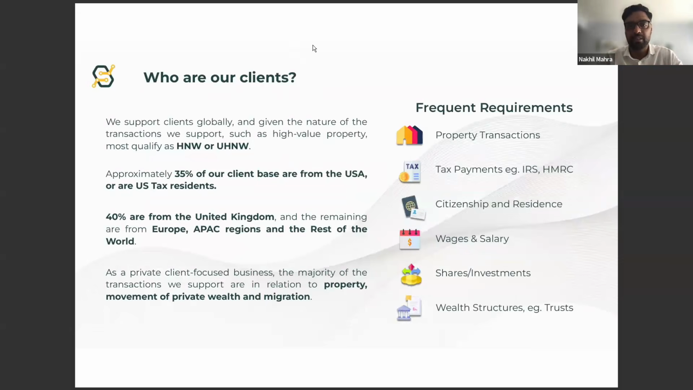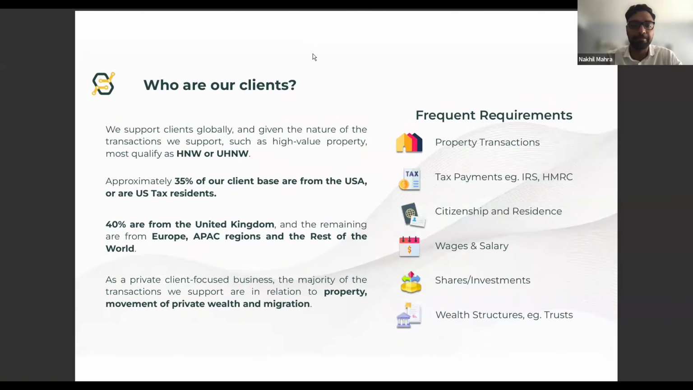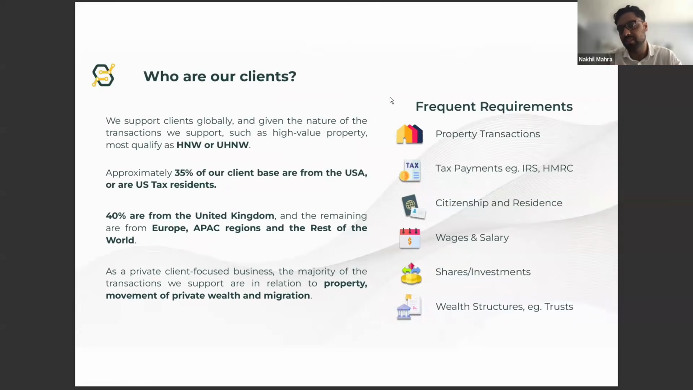Next slide, please. So who are our clients? Our clients are, as I said earlier, 95% private clients. Around 35% of our client base are US nationals, either still in the US or still US tax residents. 40% are from the UK, and the rest are from Europe and APAC. The most common transactions that we assist with are property transactions, tax payments, so IRS, HMRC, second passport investments, wages, salaries, share investments, and wealth structures, which are the most common reasons why clients would use us, but not limited to that.